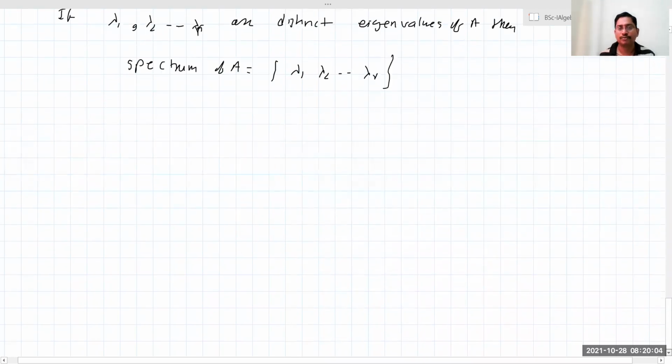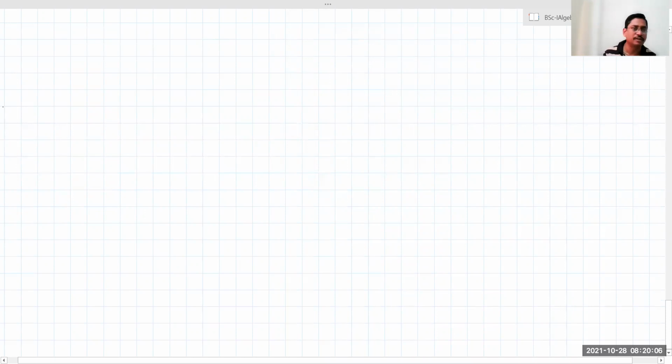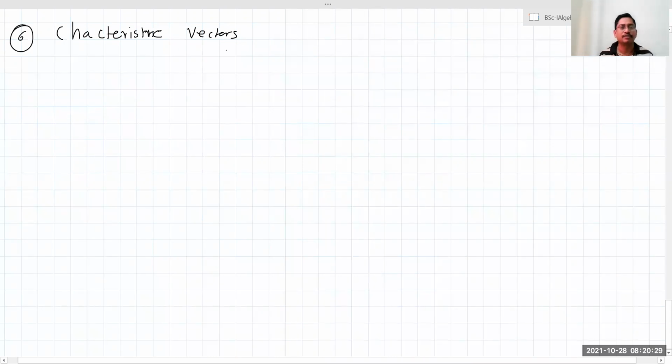And now the last part of the definition, then we'll discuss examples, that is characteristic vectors. These eigenvalues and characteristic vectors play a very important role in this algebra and in further research also. Characteristic vectors are also called latent vectors, eigenvectors, invariant vectors, poles of matrix A. Okay, we'll describe their names later on.